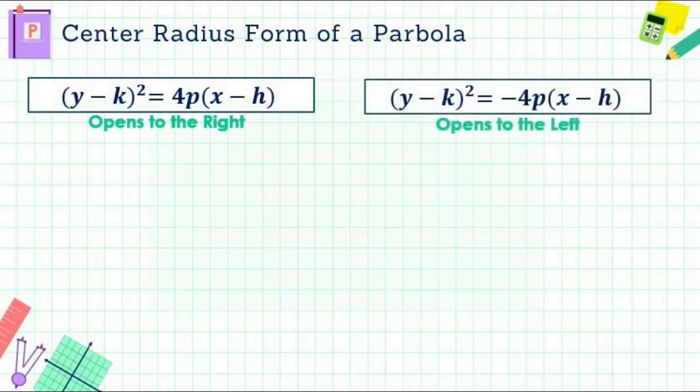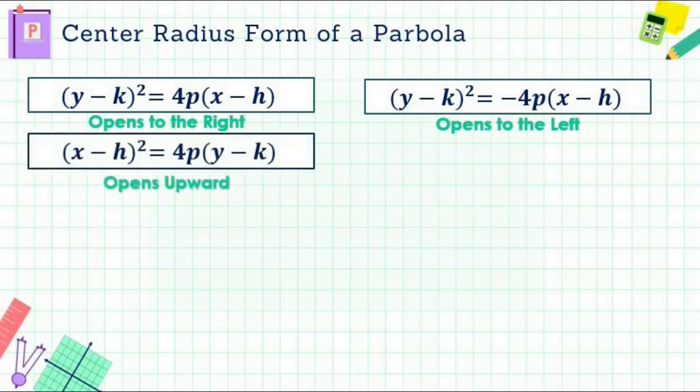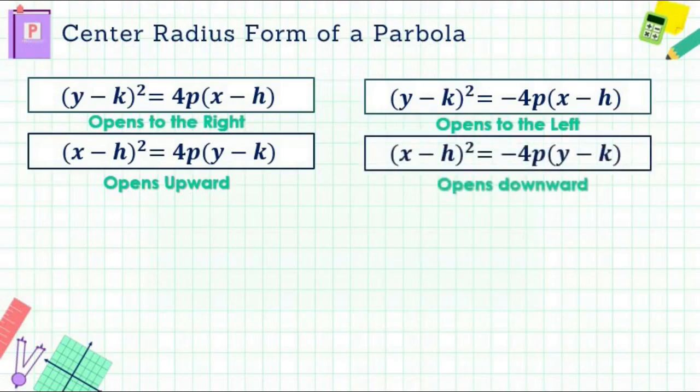The next one represents a parabola that opens to the left. It's read as quantity y minus k squared equals negative 4p times x minus h. The third one represents a parabola that opens upward. That is quantity x minus h squared equals 4p times y minus k. And last but not least, this is the formula that represents a parabola that opens downward. It's quantity x minus h squared equals negative 4p times y minus k.